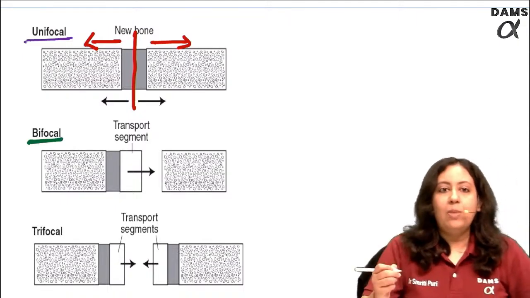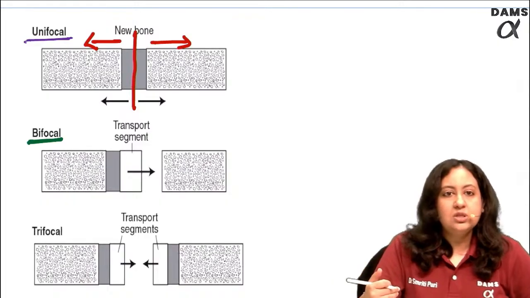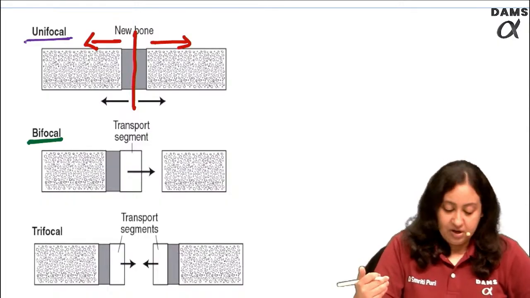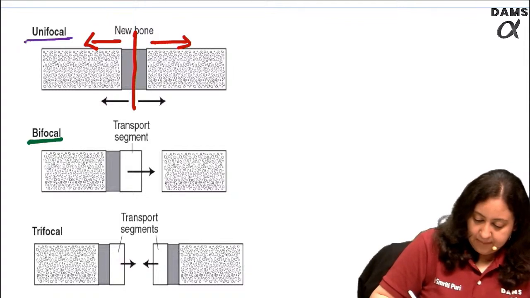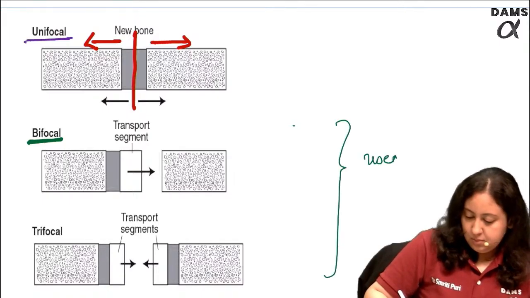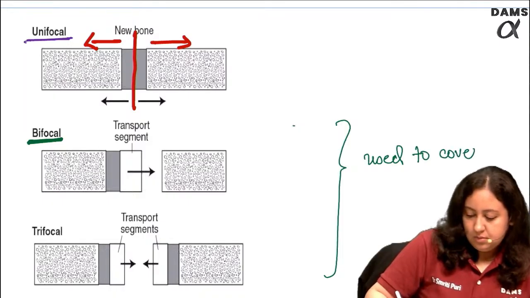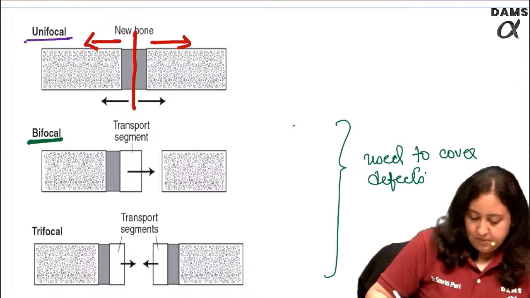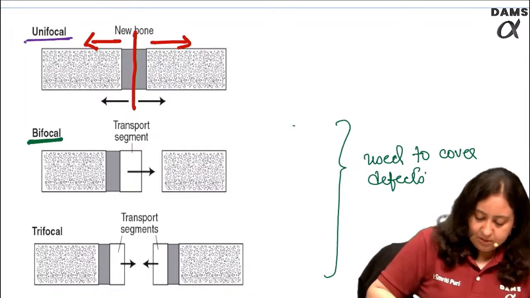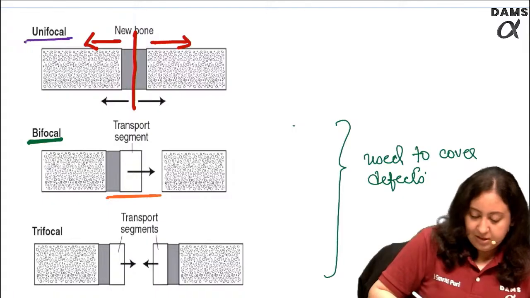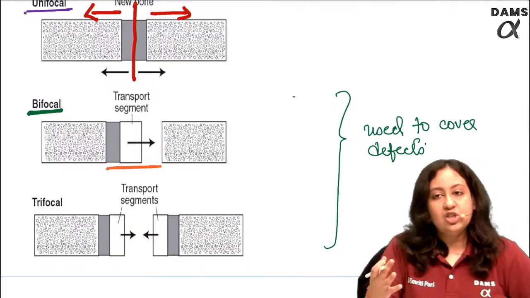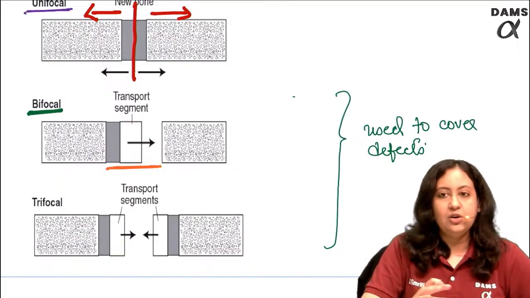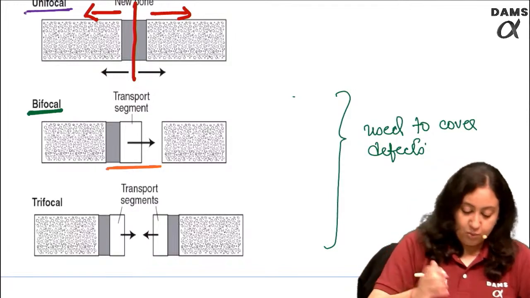Alright, now second thing is bifocal. Now bifocal and trifocal are actually used to cover defects. Alright, let's suppose this is the defect, the one that I've drawn with orange. Now you want to bridge that gap, you want to reconstruct that defect, you want to regenerate bone in that defect. So what will you do?